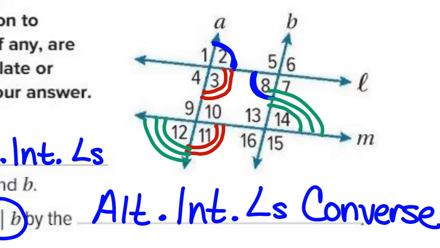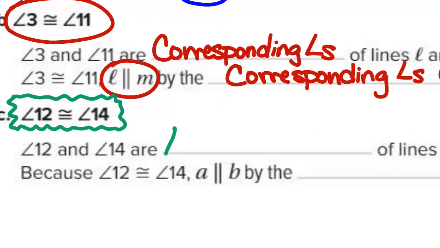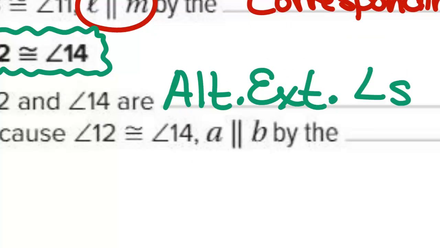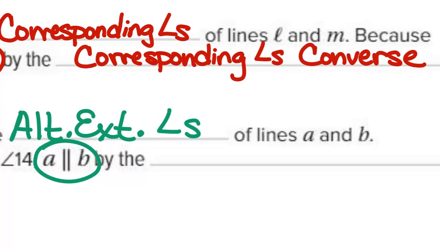So what would be the two lines that would need to be parallel? A and B. Are these angles interior or exterior to A and B? Exterior. They're on opposite sides of the transversal and they're exterior angles. What do we call those? Alternate exterior angles. So since we know those angles are congruent, that means A and B would have to be parallel using what? Alternate exterior angles converse, yes.